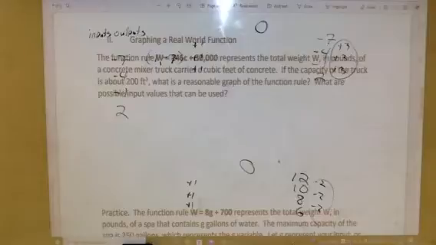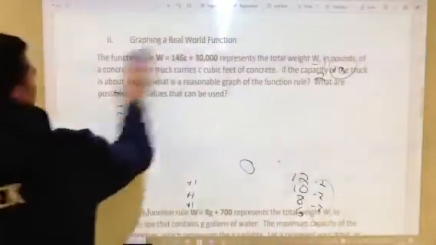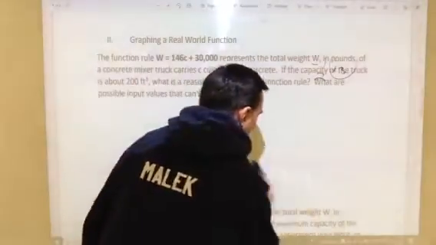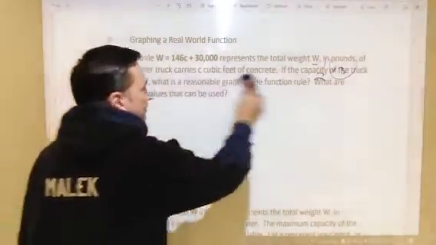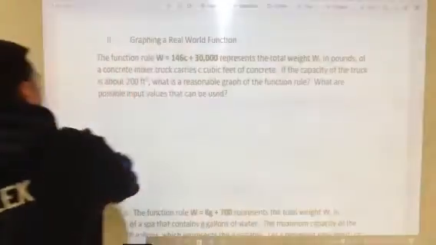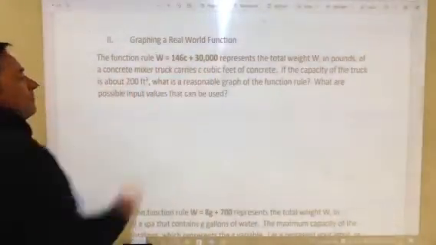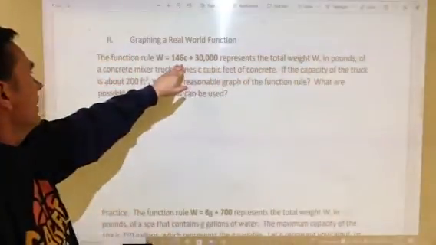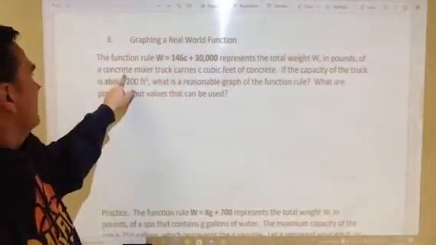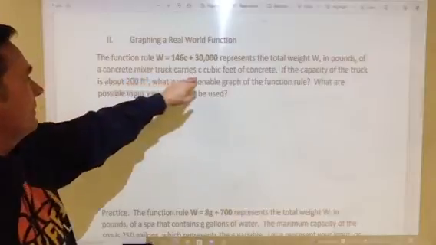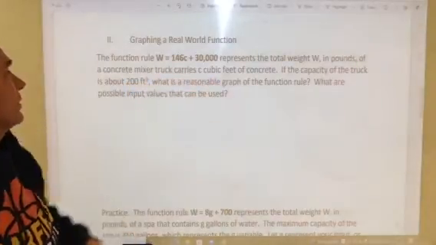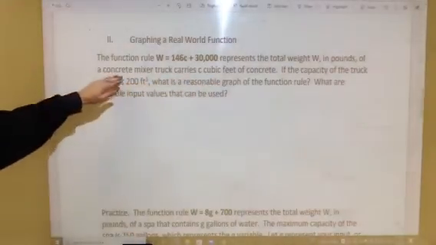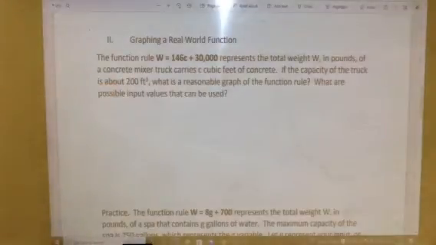So we're going to look at this word problem. We're going to see a lot of word problems, a lot of real life scenarios. They're going to involve functions. So it gives us our function rule. W, which represents the total weight in pounds, and C, the amount of concrete or the capacity of the truck that we can carry inside this concrete truck.